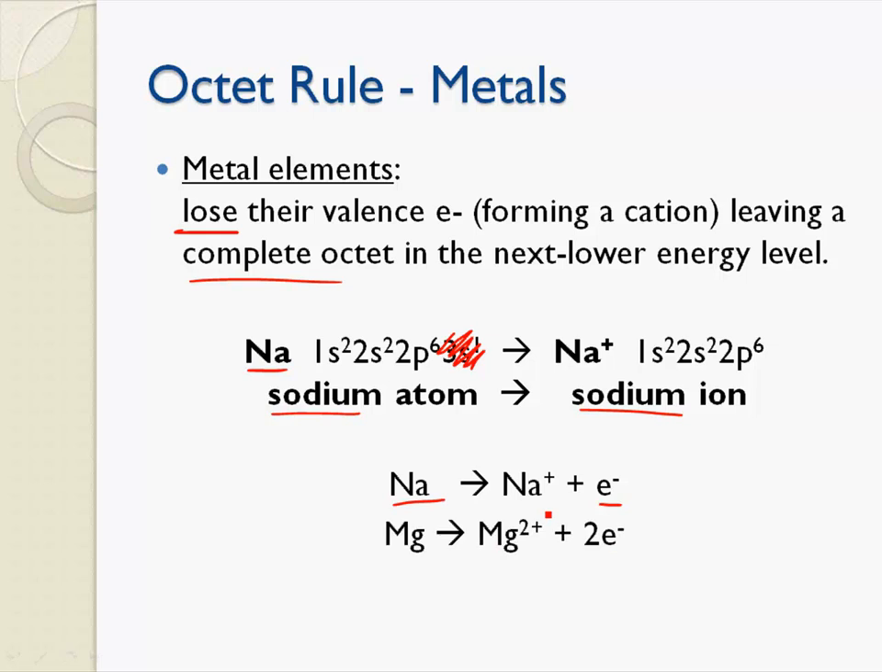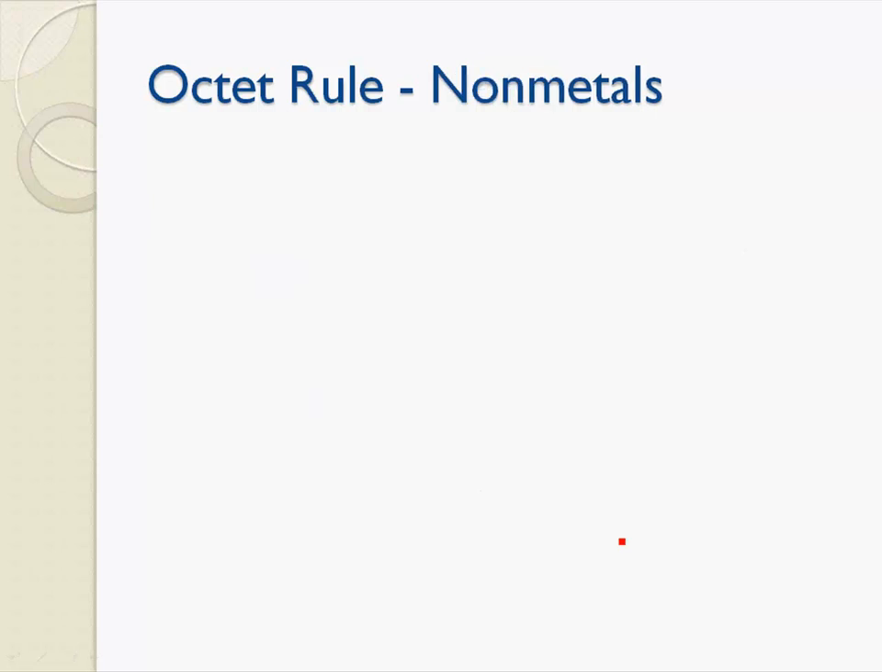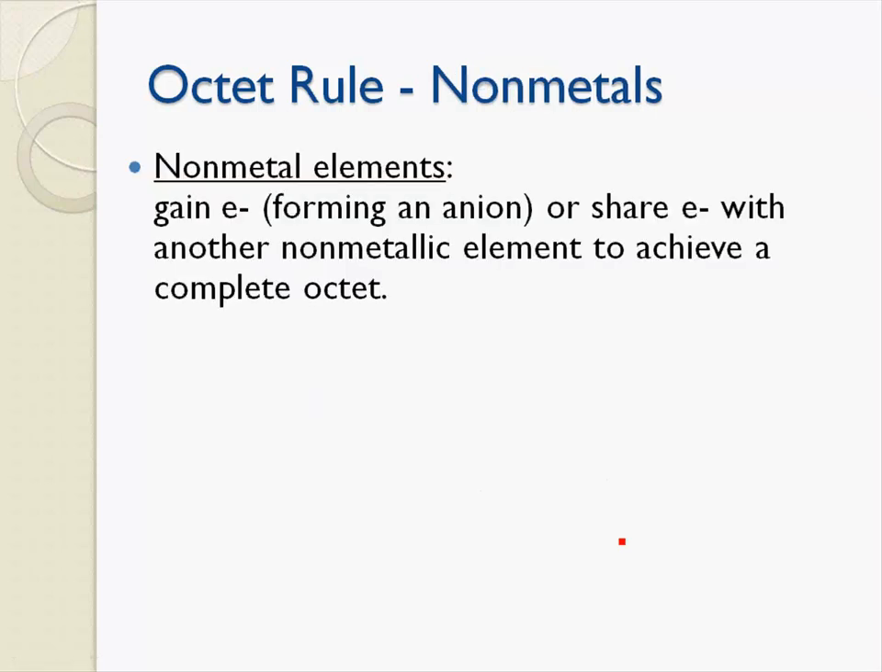Magnesium, on the other hand, magnesium loses two electrons, right? Because it's got two valence electrons in its outer shell. So magnesium is going to form a magnesium ion and then liberate two electrons. Okay, we'll get into this a little bit more.